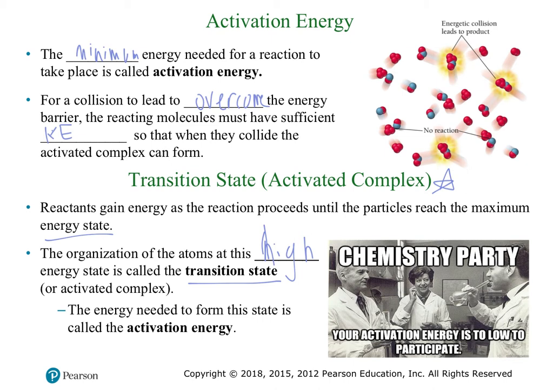We can't isolate the transition state, but it's that in between your reactants and your products, where you could either go backwards, back down to your reactants, or if you have enough energy to cross over it, you can now form products. The energy that it takes to get to the transition state, that's also called activation energy.